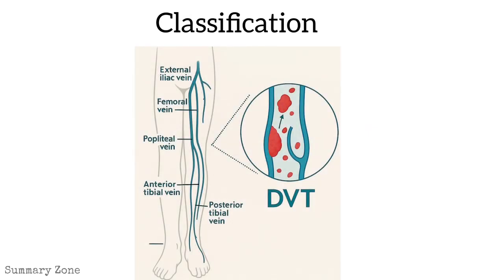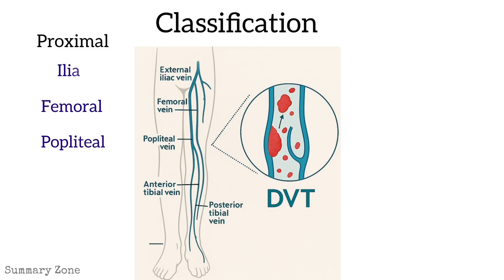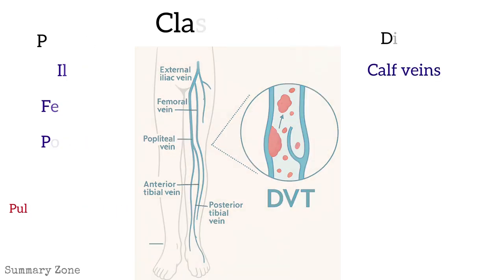Classification. The key distinction is anatomical. Proximal DVT involves the popliteal, femoral, or iliac veins and carries a high risk of causing a pulmonary embolism. Distal DVT is confined to the calf vein.